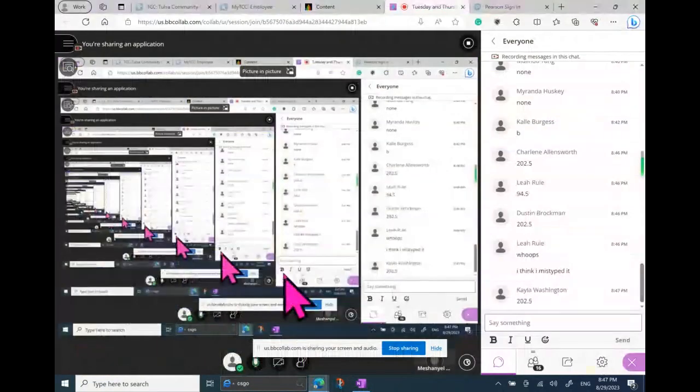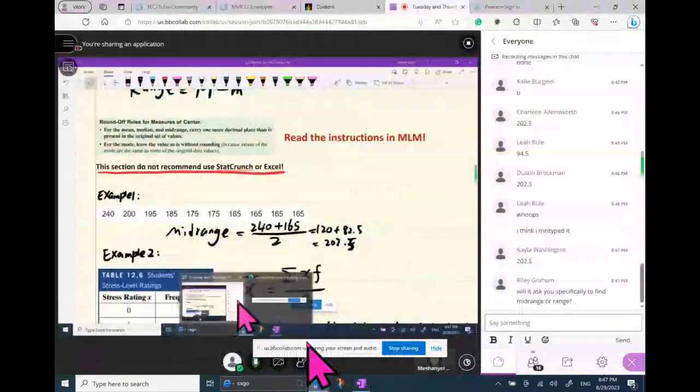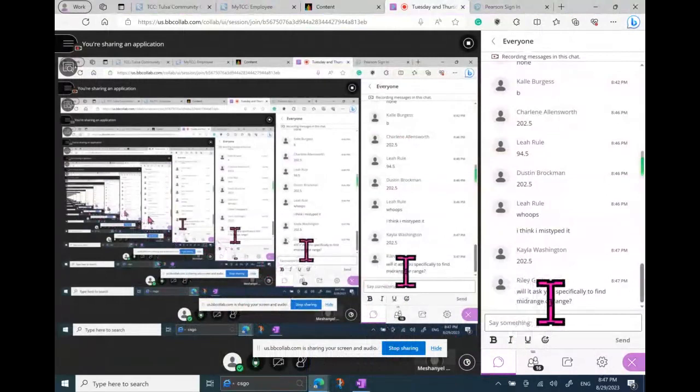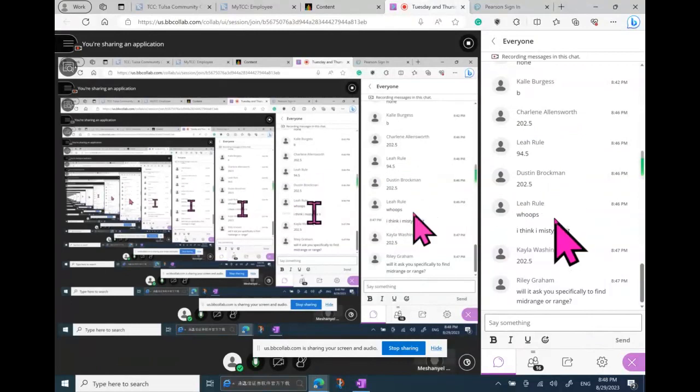Is the mid-range a good measure of center though? Let's think about that. Well, it asks you specifically to find the mid-range or range. Yeah, of course. That's a very good question. Those two words are different. If they are going to ask you for the mid-range, they will just ask you mid-range. If they need you to find a range, they will tell you range. My point here is do not confuse one with the other because they are pretty similar.